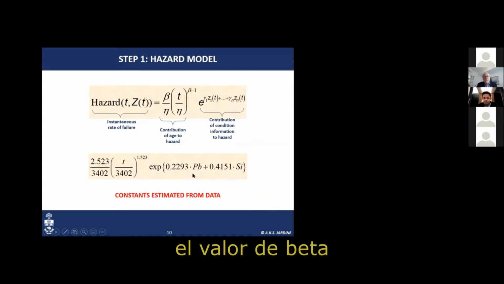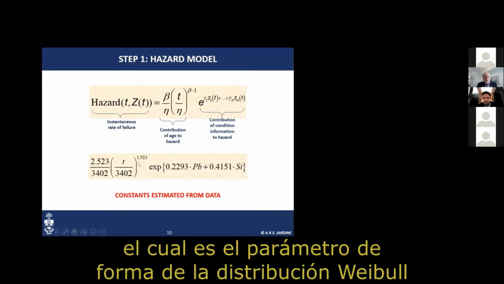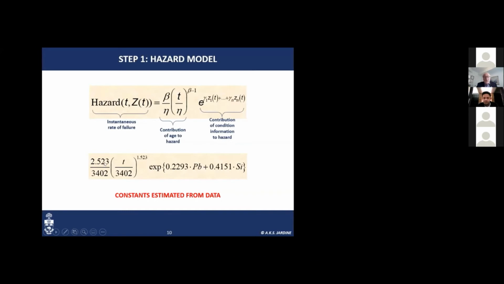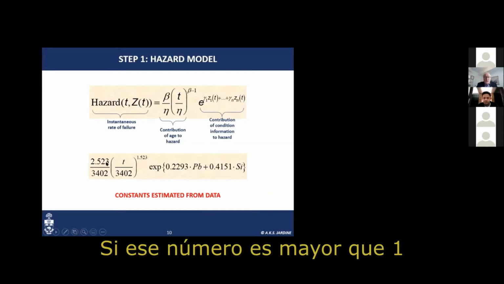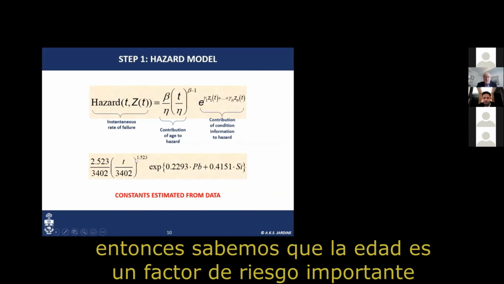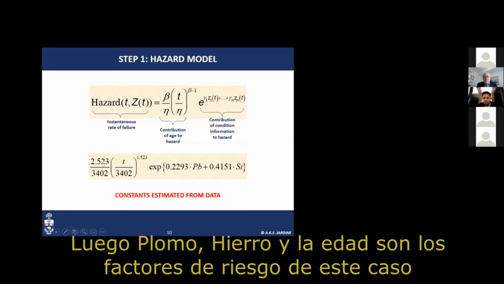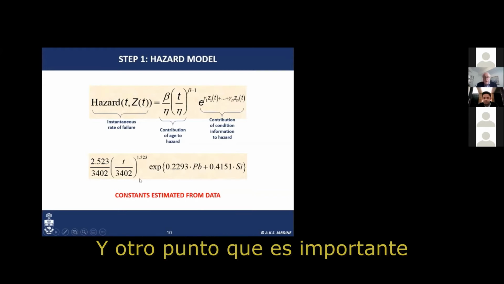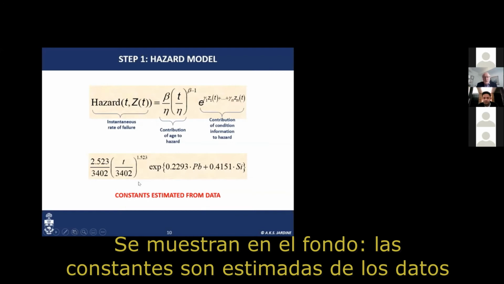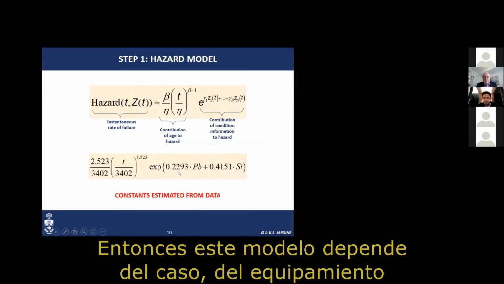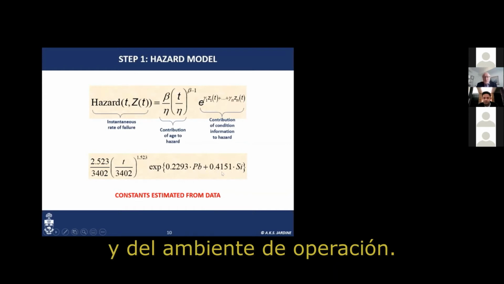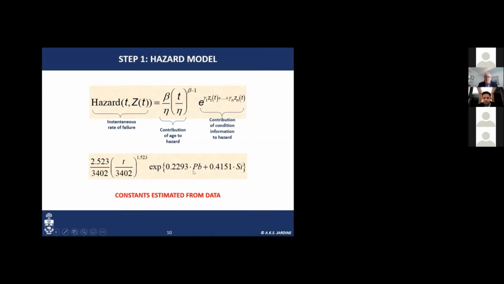2.523, and that's the value for beta. And as Rodrigo mentioned, that's the shape parameter of the Weibull distribution. And if you see that number being bigger than 1, then we know that age is an important risk factor. So age, iron, and lead are the risk factors for this example. And the other point that's important is I've highlighted in the bottom, constants are estimated from the data. So this is very much site-specific. It's for your equipment in your operating environment.